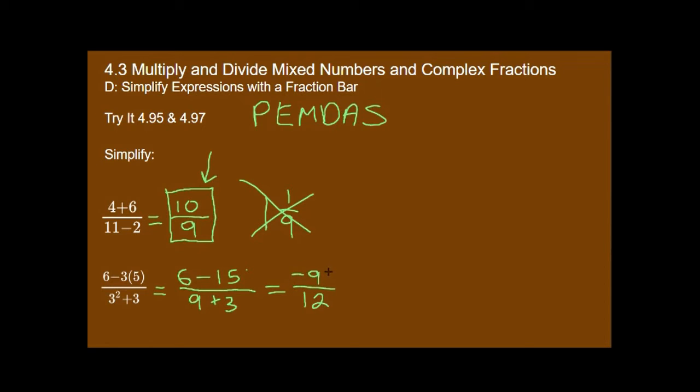Okay, so now I have a fraction with one term in the top and one term in the bottom, but I need to check to see if that is reducible. I notice that 9 and 12 are both divisible by 3. So I'm going to divide them each by 3. 3 goes into 9 3 times. 3 goes into 12 4 times. So that leaves me with negative 3 divided by 4. Negative 3/4.